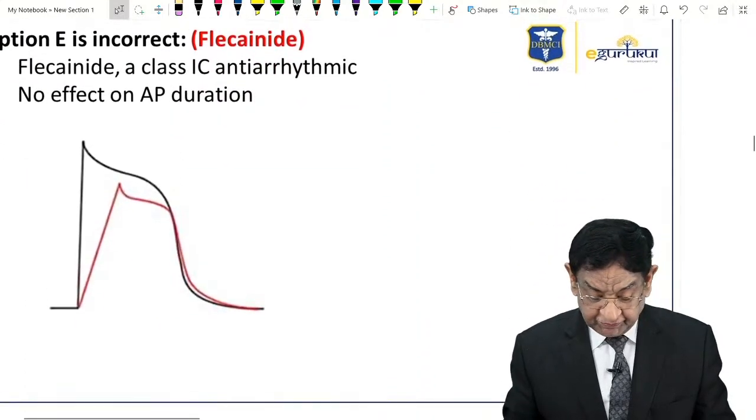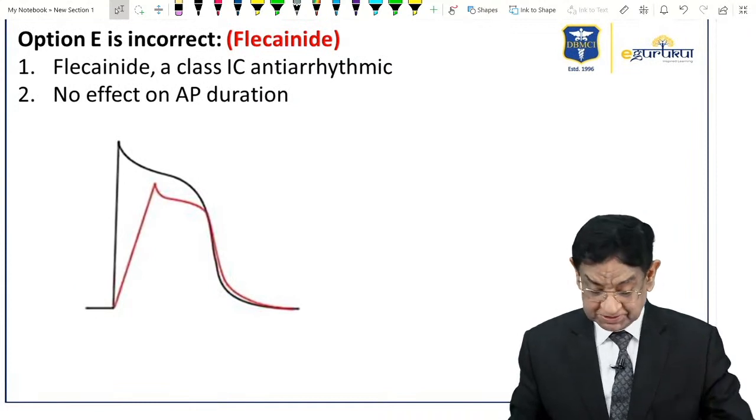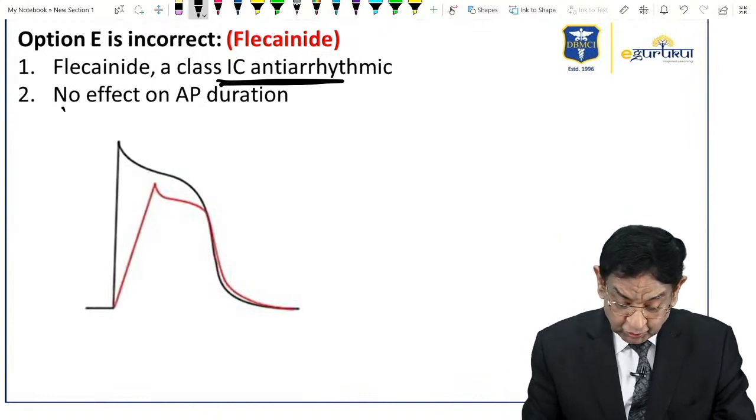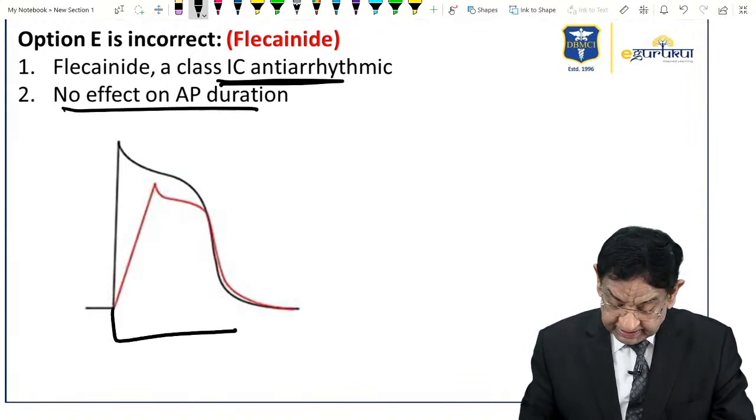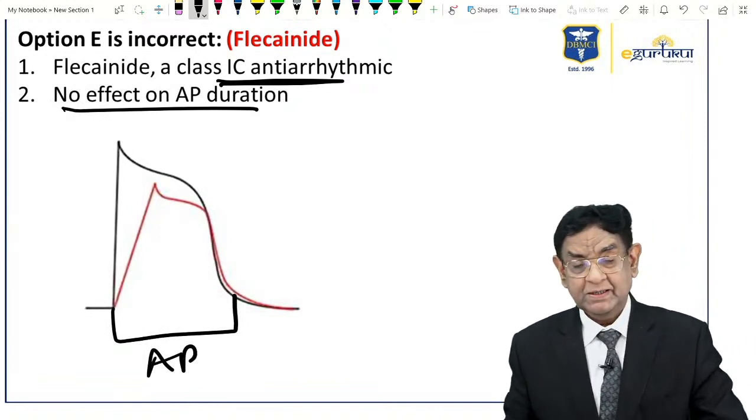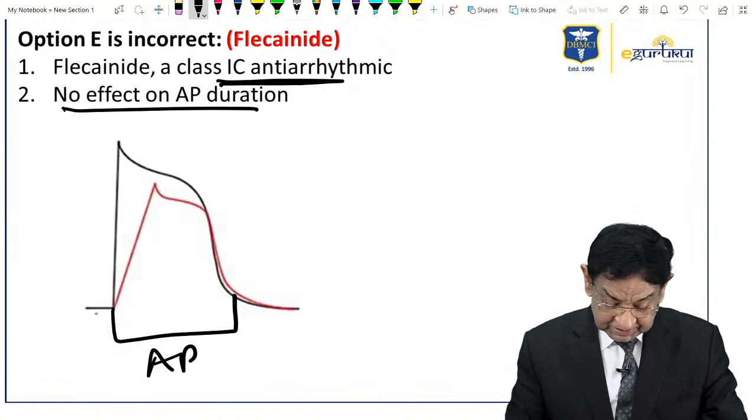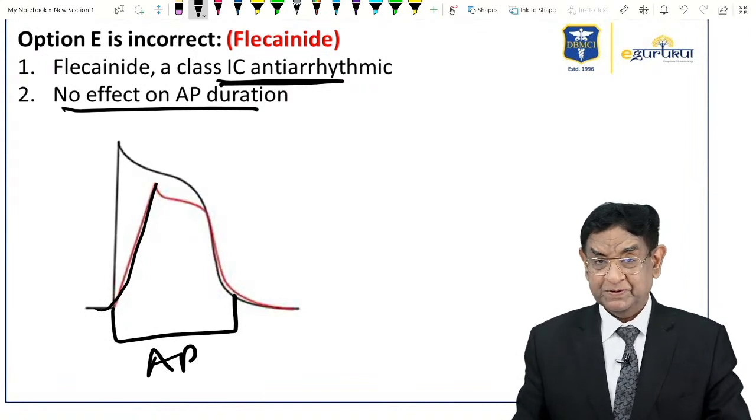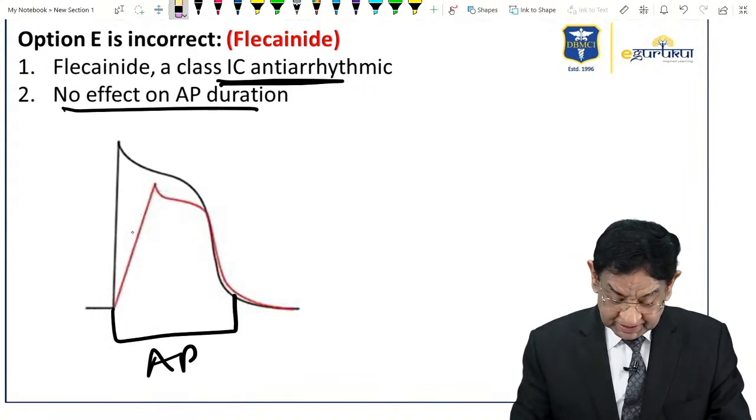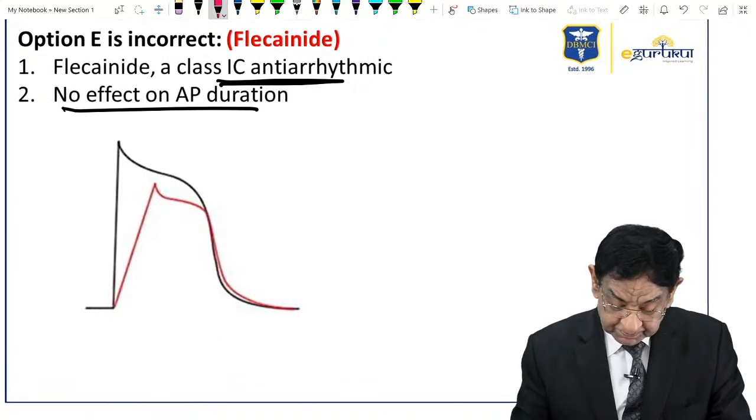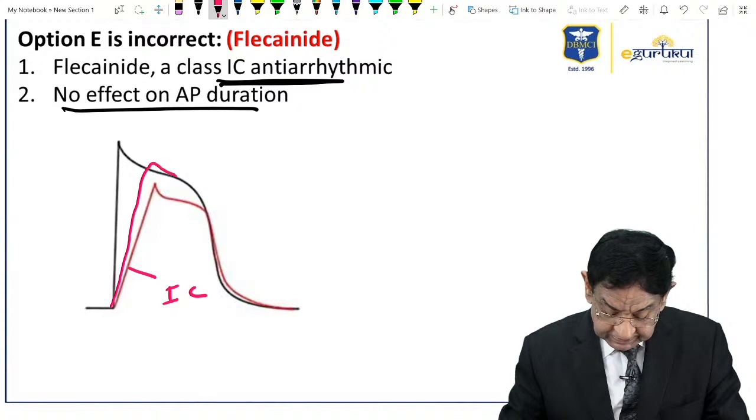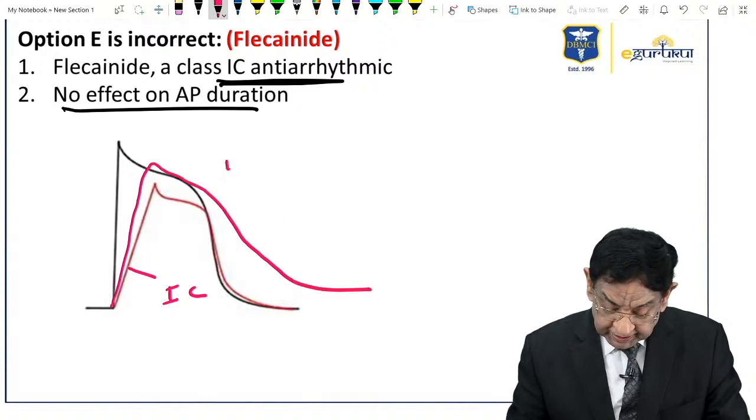Now look into this flecainide. This is class 1C, yes, and no effect on action potential. No effect. Action potential remains the same. But look into the slope. This is what we are getting, very powerful. Very powerful. Fine. So friends, now if I have to tell you, this is class 1C. Now I tell you this is class 1A.